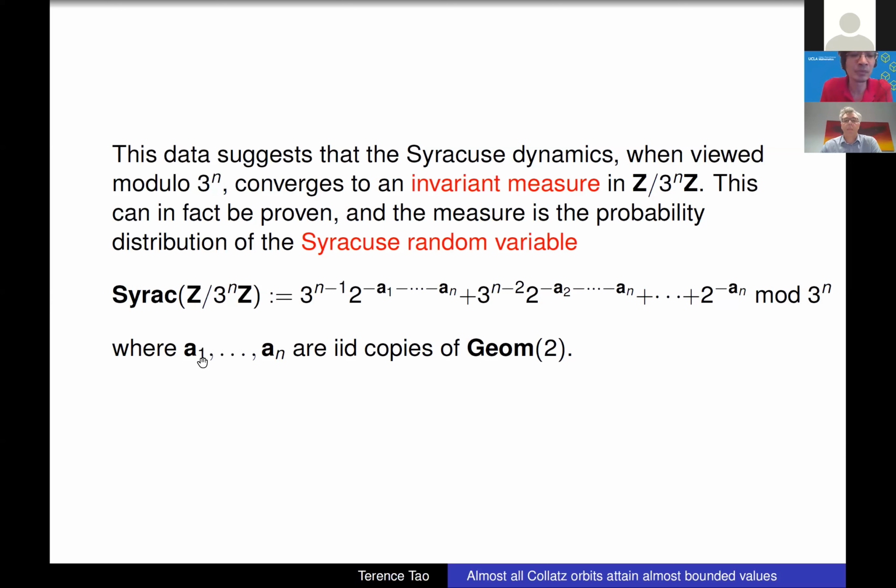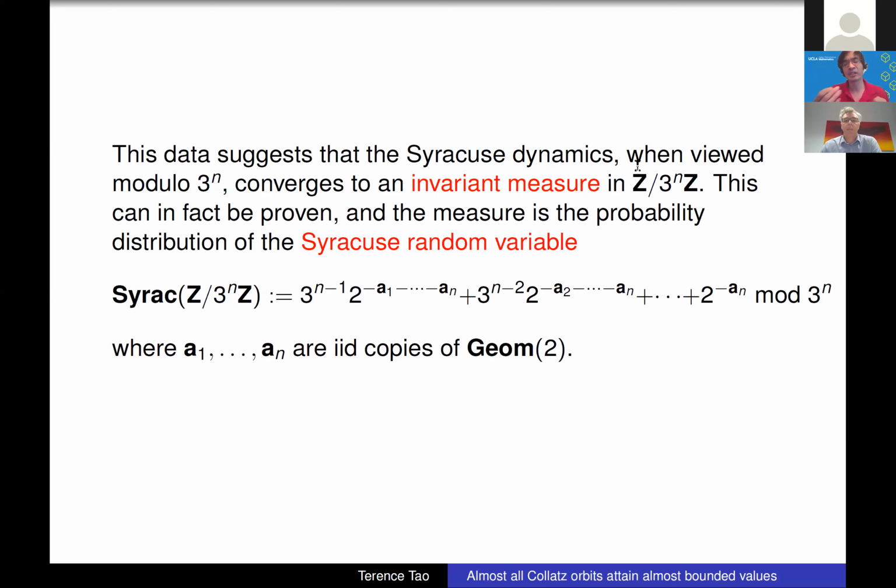And it's a bit complicated. What you do is that you take n independent copies of the geometric random variable, and you take a certain somewhat complicated combination of all those random variables. So it's rather nonlinear. You take a certain mix. You take partial sums. You raise to power 2. You mix them together, and that gives you some random element of Z mod 3^n Z, and the distribution of that random variable is the limiting distribution of the dynamics in the cyclic group. Okay, so this you can prove.